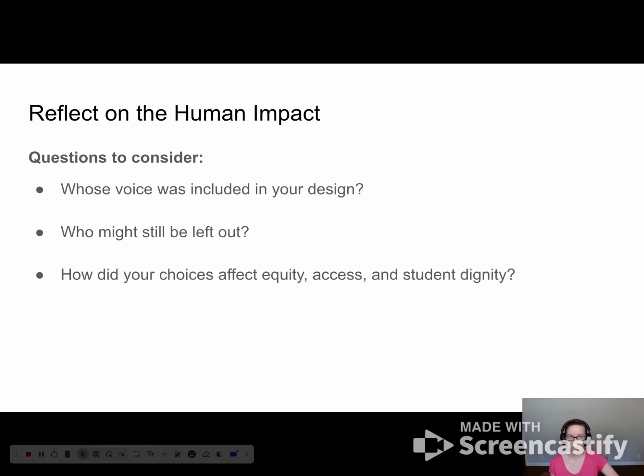Reflection is critical. After implementation, take time to think about the human impact. Did the design genuinely improve learning? Was it inclusive? And how can you do better next time, right? So questions to consider. Whose voice was included in your design? Who might still be left out? How did your choices affect equity, access, and student dignity?